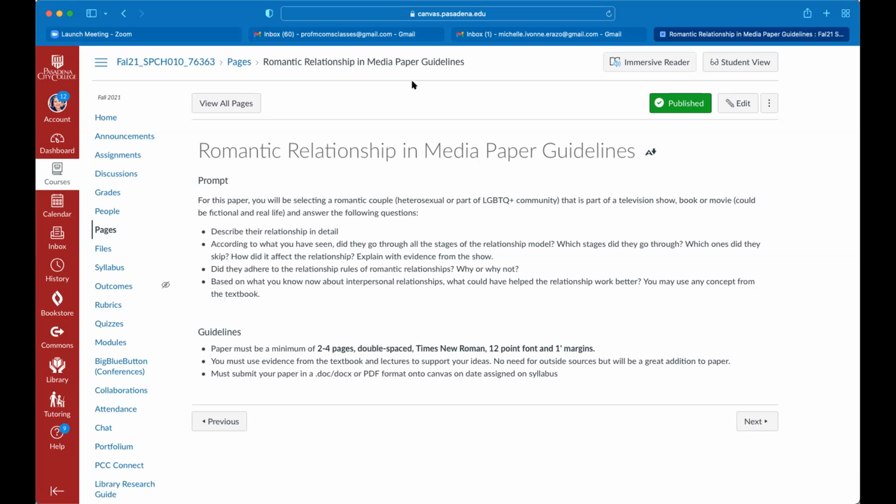Why or why not? And lastly, based on what you know now about interpersonal relationships from the course, what do you think could have made this relationship better? And you can use any of the concepts from the book that we have discussed from the beginning of the semester all the way up to now. Looking at it, knowing what you know now, how do you think this relationship could have gotten better or could work better? That's basically all that we're going to be answering, those 4 questions in your paper.